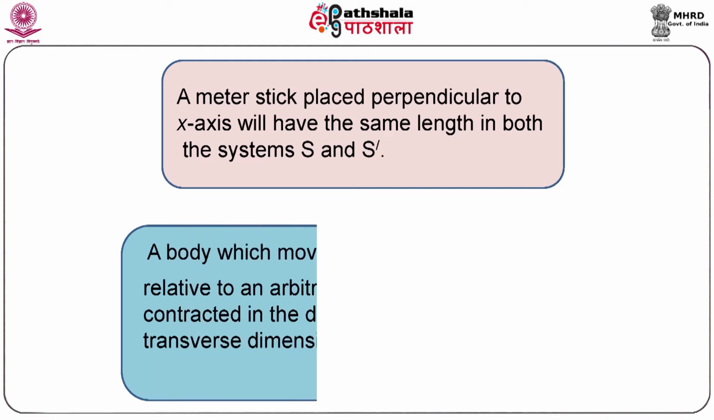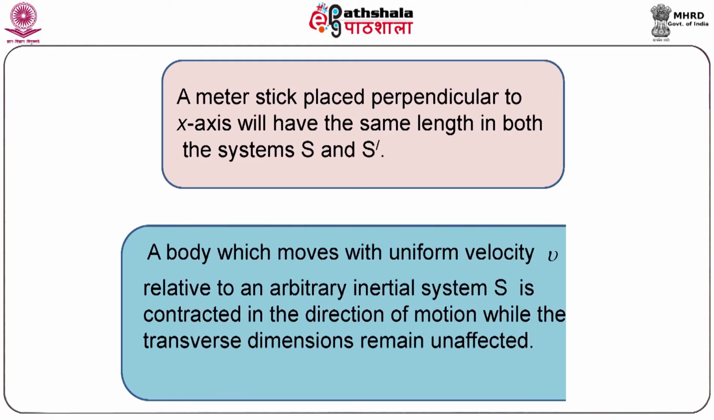So, one can conclude that a body which moves with uniform velocity v relative to an arbitrary inertial system S is contracted in the direction of motion, while the transverse dimensions remain unaffected. Transverse dimensions means the length in the y or z directions.